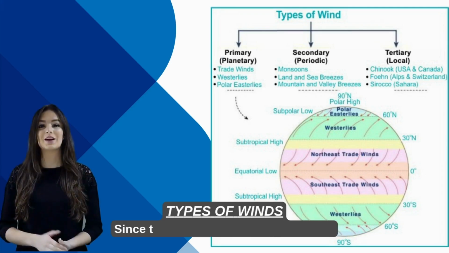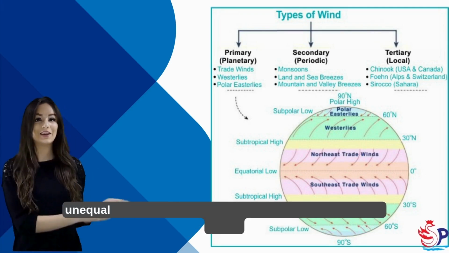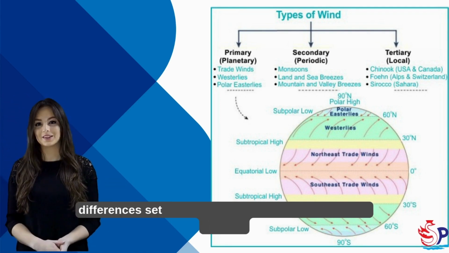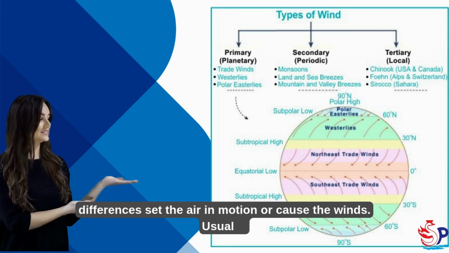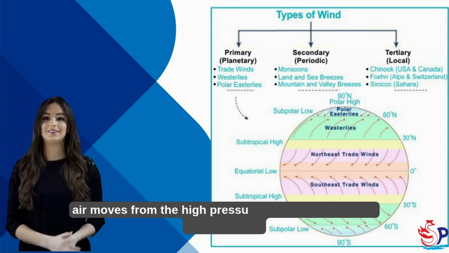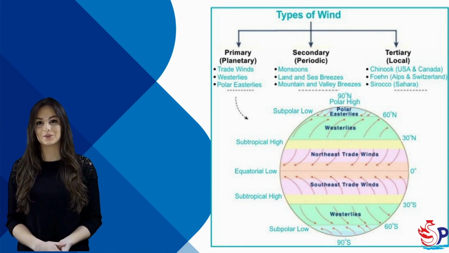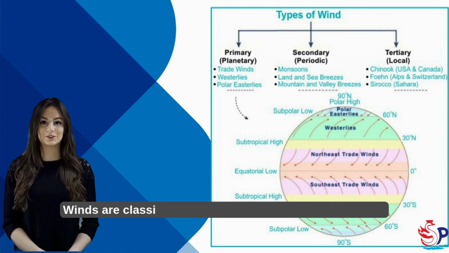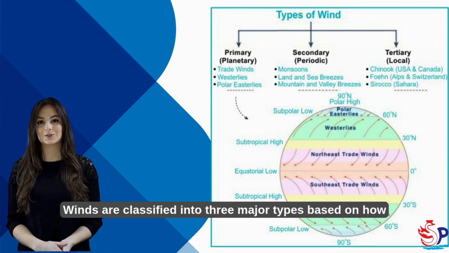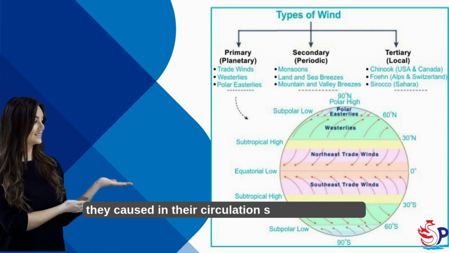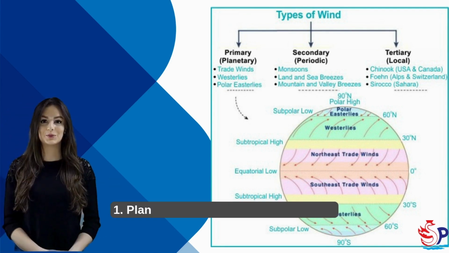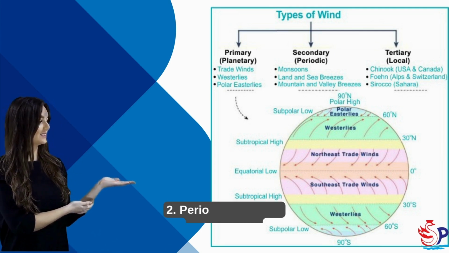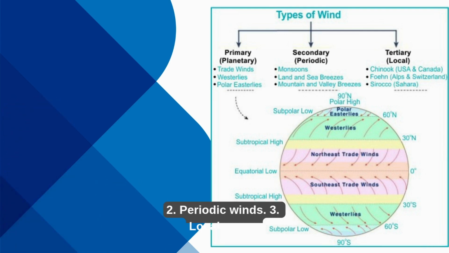Types of winds. Since the sun heats the Earth's surface unequally, there are pressure differences in atmosphere. These differences set the air in motion or cause the winds. Usually, air moves from the high pressure belt towards the low pressure belt. The greater the difference in pressure, the stronger the wind. Winds are classified into three major types based on how they are caused in their circulation system. They are 1. Planetary winds or permanent winds. 2. Periodic winds. 3. Local winds.